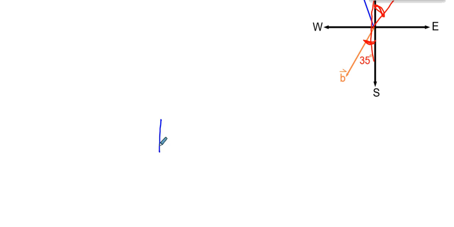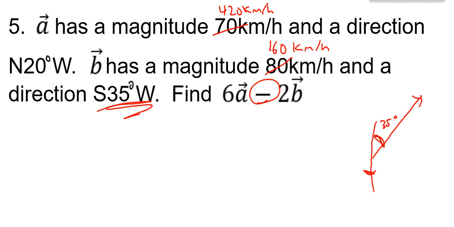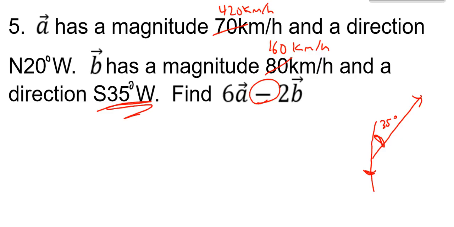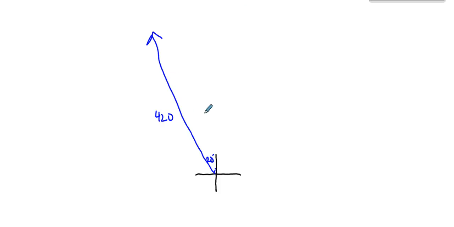So what I do is I draw, actually I need more room here. Let me go to a new screen. So what I do is I draw myself the little north, south, east, west kind of crosshairs. And then I say, okay, we're going this way. And I write to myself that it's 20 degrees, right? North, 20 degrees west. And the magnitude of this was 420, right? Let me just double check that. It was 6 times 70. Yeah. So that's the first vector.